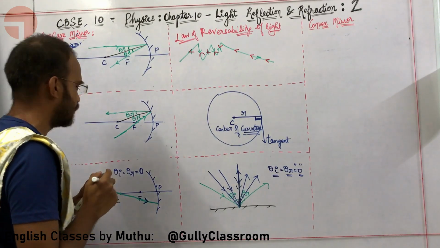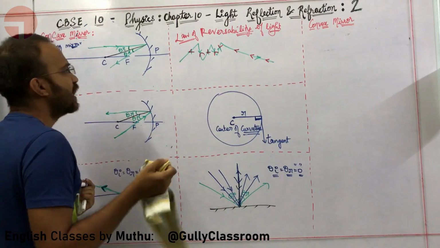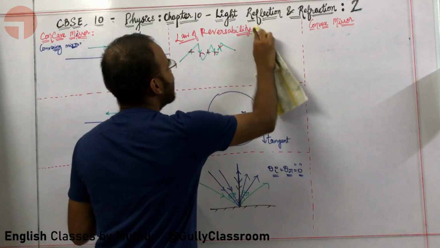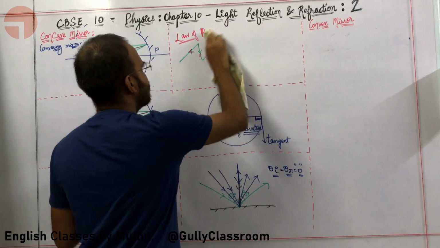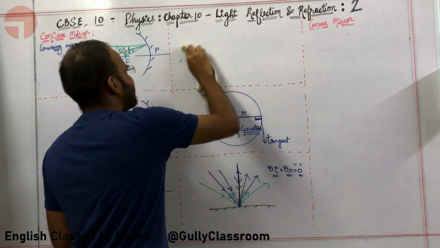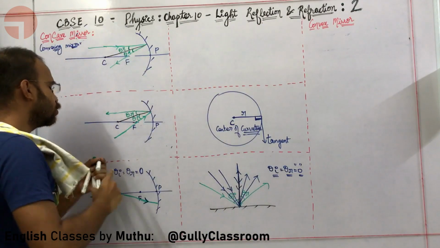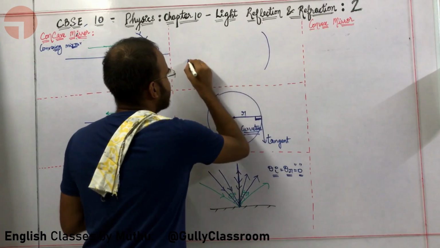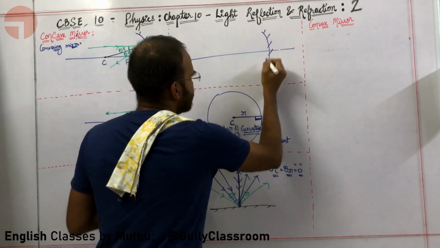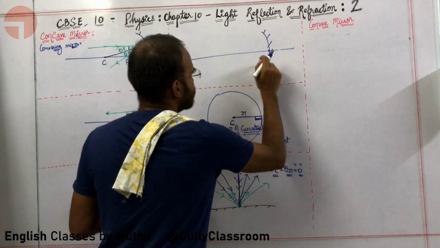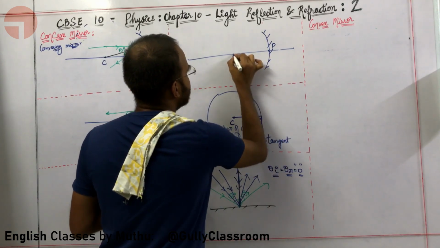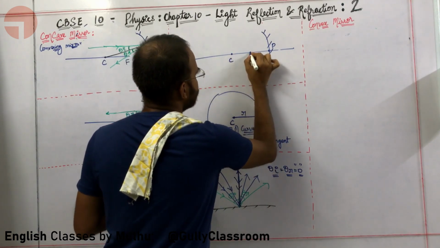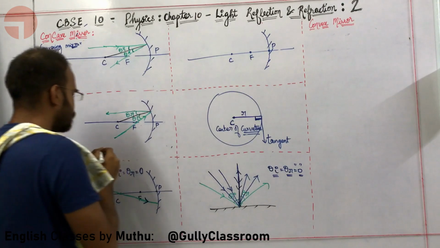Okay, sir. Now let us go for another diagram where I want to know what will happen if a light ray is hitting the pole. Okay, Kanna. So this is your pole. Okay, sir. So let me draw the pole. Here you have your center of curvature. In between your pole and center of curvature, you have your principal focus.